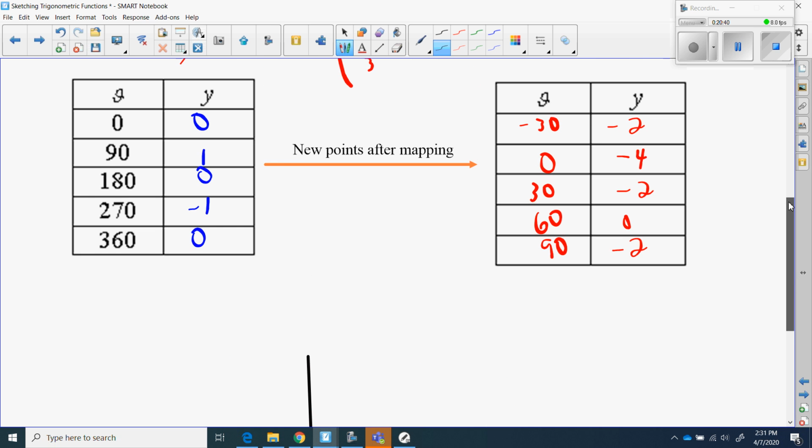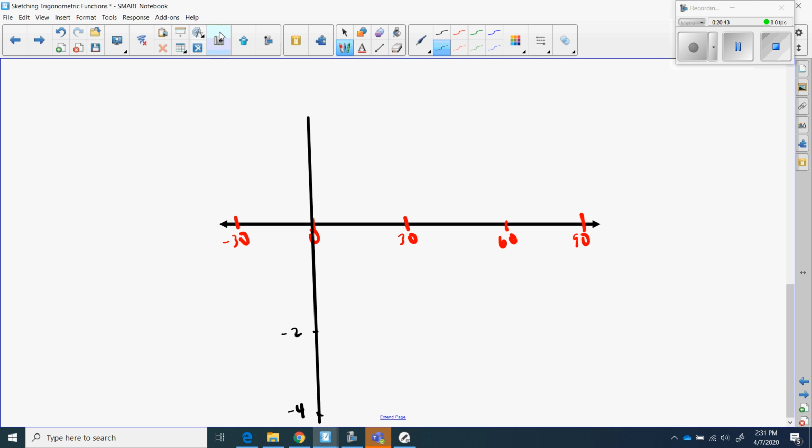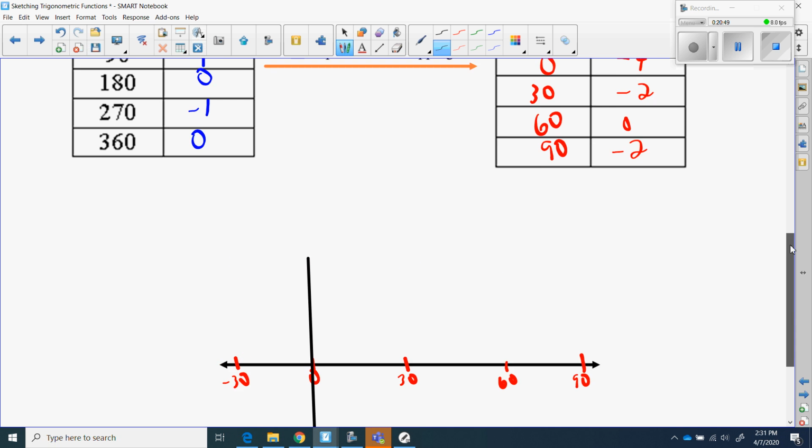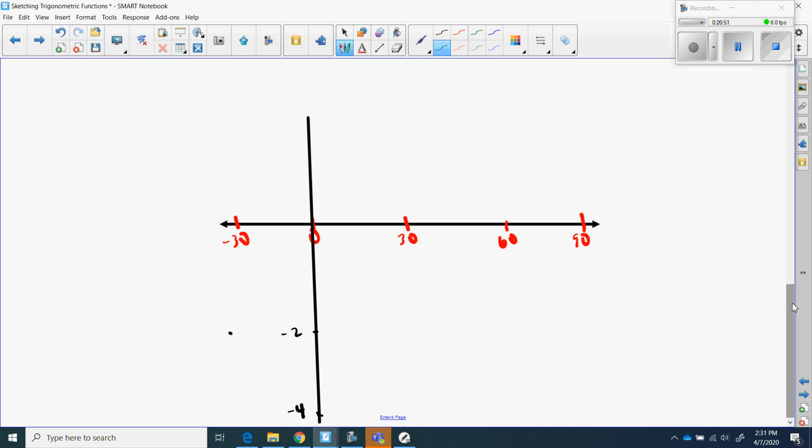So I've got -30, -2, roughly there. And then I've got 0, -4. 0 and -4, see, there. 30 is again at -2. There. 60 is at 0. And 90 was also at -2.